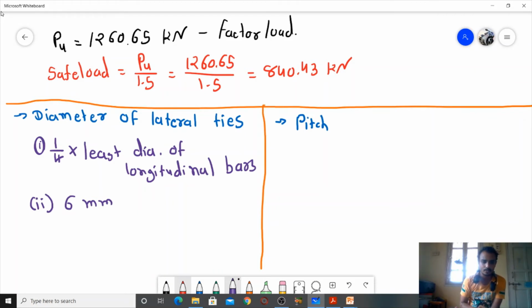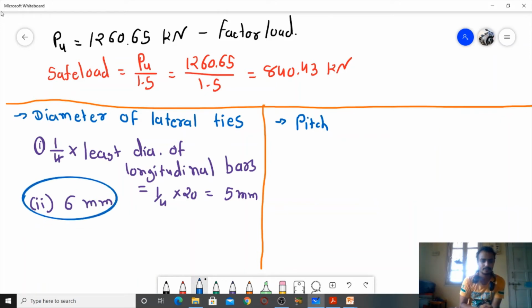Okay, so put all the values here. First we get 1 by 4 into 20, so it is 5 mm. So we can provide the diameter of bar as 6 mm. So write down: provide 6 mm dia bar.